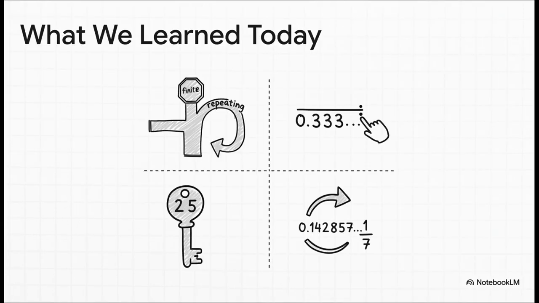Phew. Okay, let's do a super quick recap of everything we figured out today. We learned that fractions can turn into one of two things: finite decimals that stop, or repeating decimals that go on forever. We learned a cool shortcut with dots to write down those repeating decimals. We cracked the denominator's secret code. If its prime factors are only 2s and 5s, the decimal will stop. And finally, we proved that every single repeating decimal can be turned back into a nice, neat fraction.